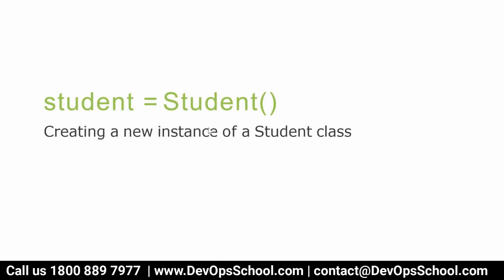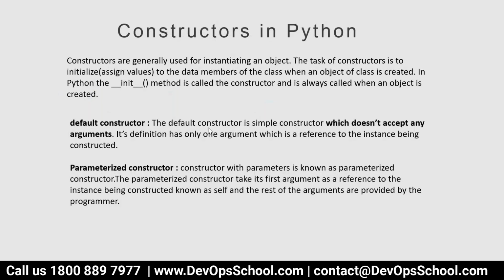So how do you instantiate? All the properties of Student will go to the student object. How do you do that? For that we use the constructor. Constructors are generally used for instantiating an object. The task of the constructor is to initialize, that is assign values to the data members of the class when an object of the class is created. In Python, the default constructor is the __init__ method, which is called to construct the object. It is called when an object is created.